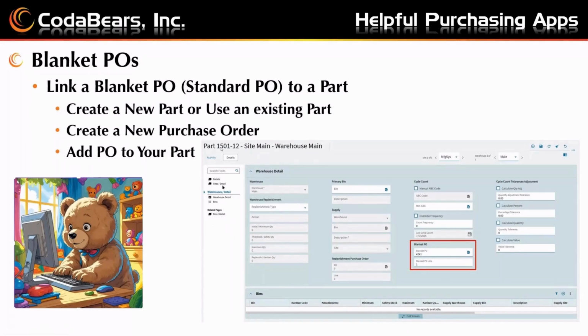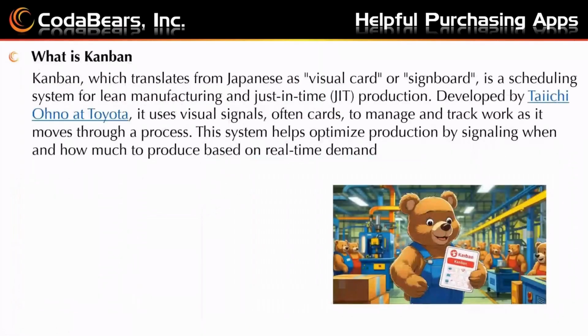You want to link that to the part so it becomes a blanket PO. You create a new part or you use an existing part. Make sure you obviously have a new purchase order. And then in your warehouse details section, you will add your blanket PO and the line to your part. So each time you want to purchase with that part, you can then use the same PO over and over again. All right, Kanban POs.